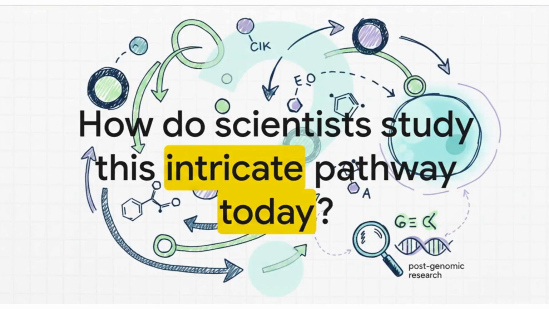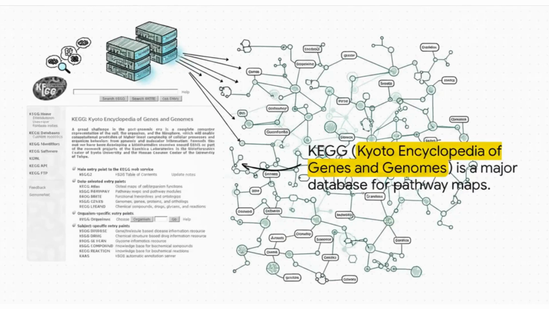Okay, so this pathway is obviously fundamental to life. But how do modern scientists, in this age of genomics and big data, actually study and analyze something this intricate? Well, that is exactly where bioinformatics comes into play. Researchers use these incredibly powerful databases, like KEGG. That stands for the Kyoto Encyclopedia of Genes and Genomes. And what it is, basically, is a massive collection of detailed maps for pretty much every known metabolic pathway.